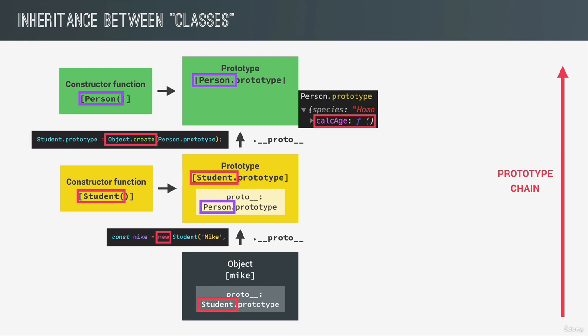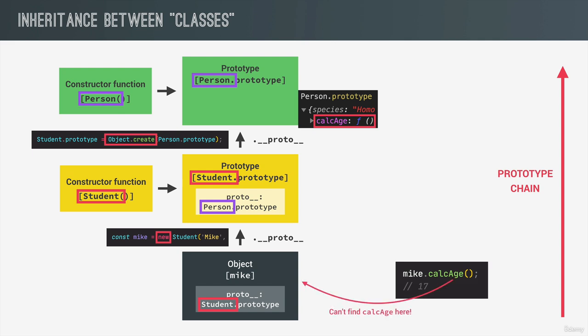So when we do Mike.calcAge, we are effectively doing a property or a method lookup. So that is JavaScript trying to find the requested property or method. Now in this case, as we know, the calcAge method is of course not directly on the Mike object. It's also not in Mike's prototype. That's where we defined the introduce method, but not calcAge, right?